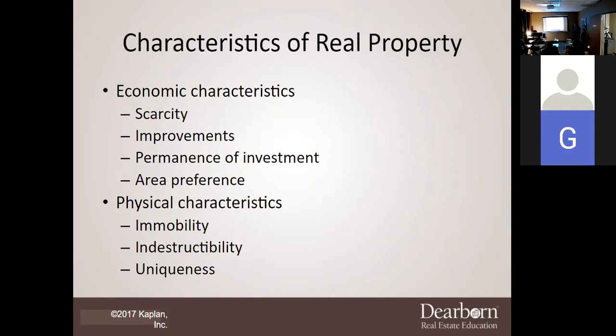Also, another thing is you can improve it. One thing about real property is you can build on it, make it bigger, make it better, tear it down, restart, whatever you want. You can add value to it. It also is a very permanent investment. And there is the area preference. Basically, a property located in College Station, Texas is not going to have as much value as a property on Miami Beach. There's a difference. So that's what gives the land value.